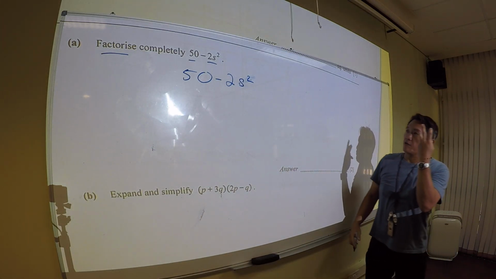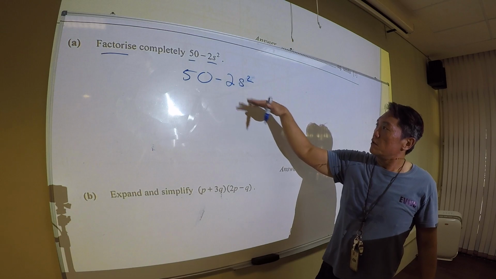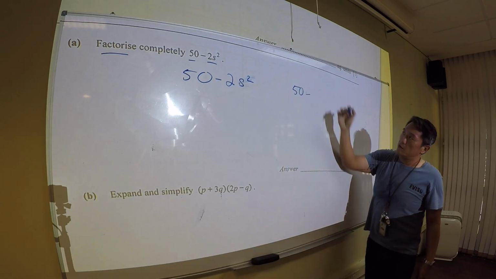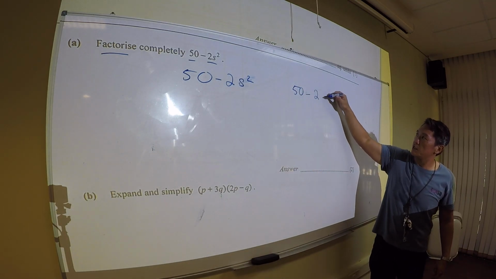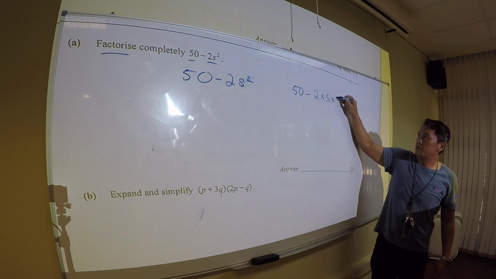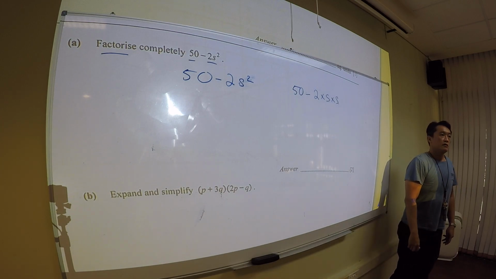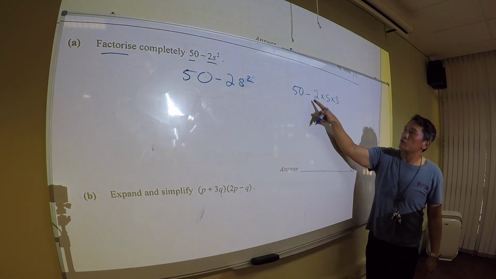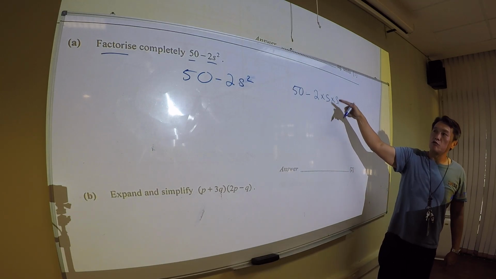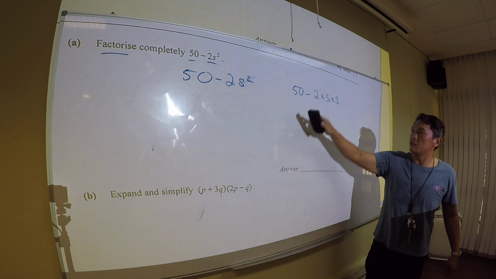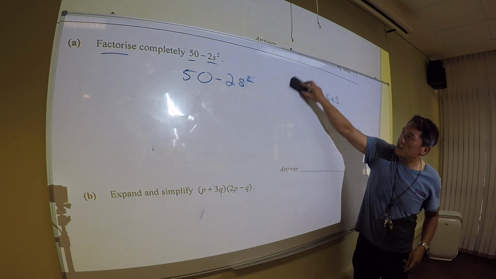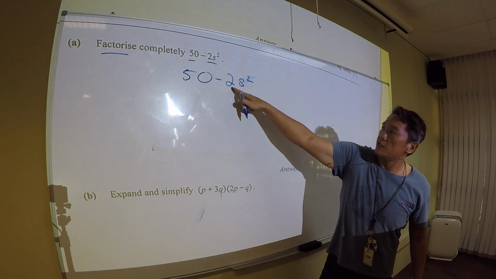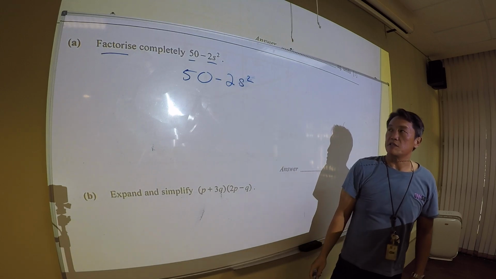Okay? Again, back to the basic understanding. When you read this, you must know this is actually 50 minus, there is this number here, 2 times s times s. This is the understanding when you see this. It is actually 50 minus 2 times s times s. S is a number. You don't know what number, but never mind. The understanding must come to you. It is a number minus another number, and this number is actually 2 times s times s.